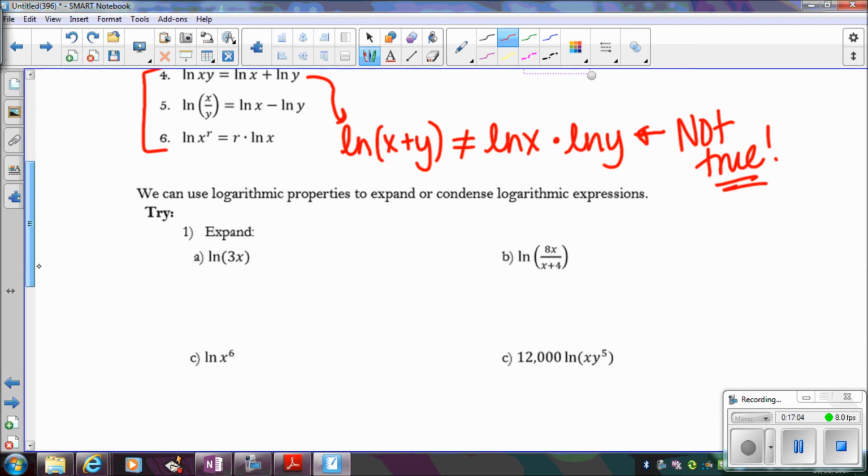So if we look at doing these, the first one here, we're going to expand. We have a product between 3 and x, so I could rewrite this as ln of 3 plus ln of x. So basically think of that as a product. I can separate it by a sum. Division, I can separate by a difference. So ln of 8x minus ln of x plus 4.